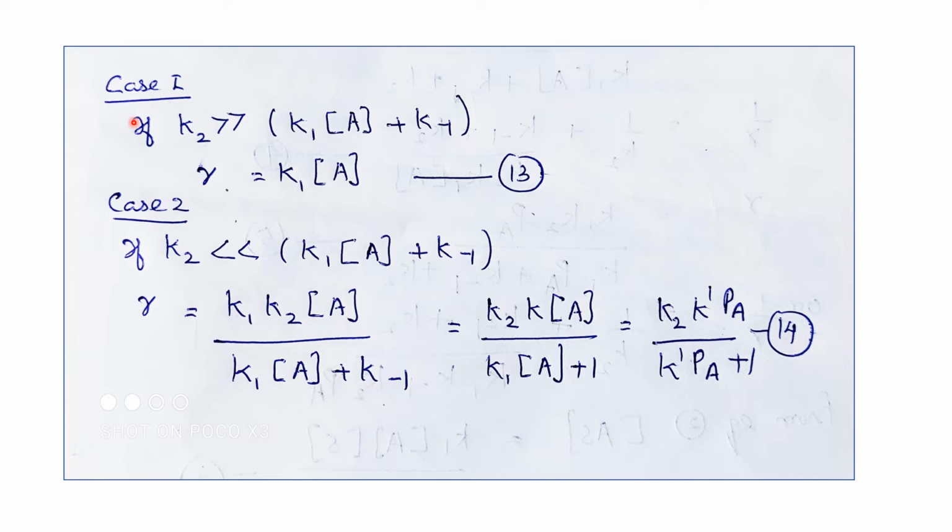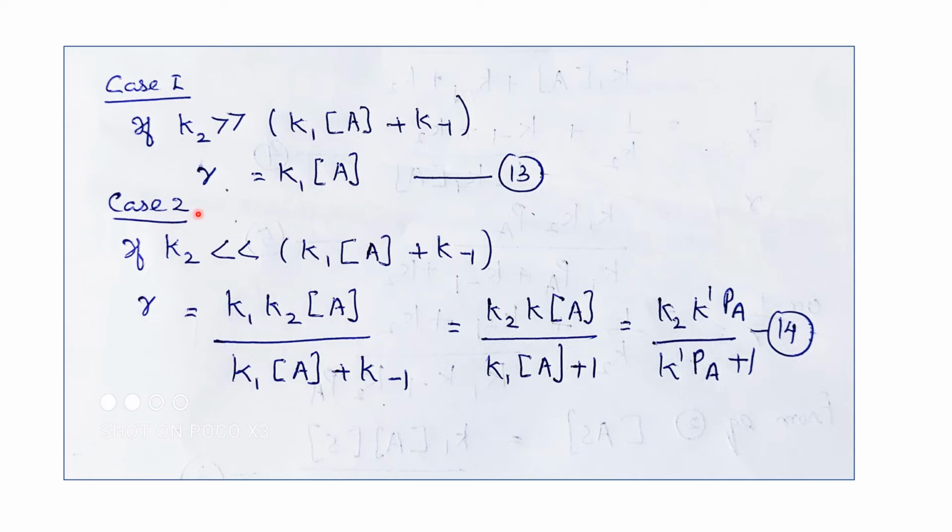Let us consider the two cases. First is case 1. If the rate of decomposition is very large in comparison with rate of adsorption, that is, K2 is found to be very much larger than that of K1 into A plus K inverse 1. In this case, equation 9 reduces to R equal to K1 into A. That is, the reaction is first order with respect to A.